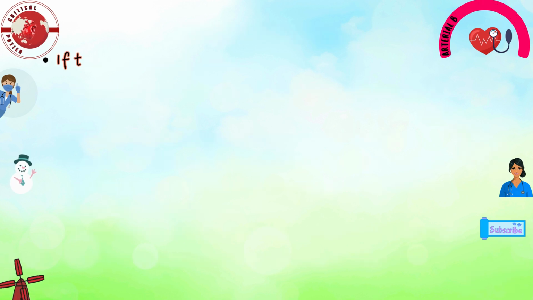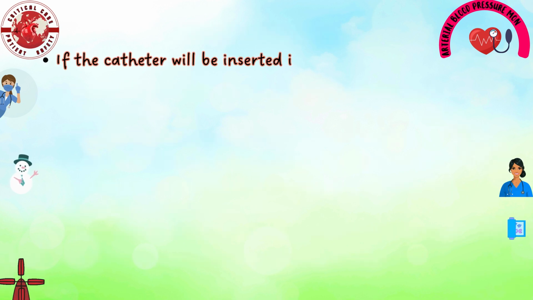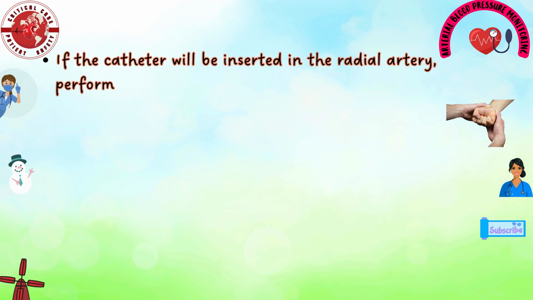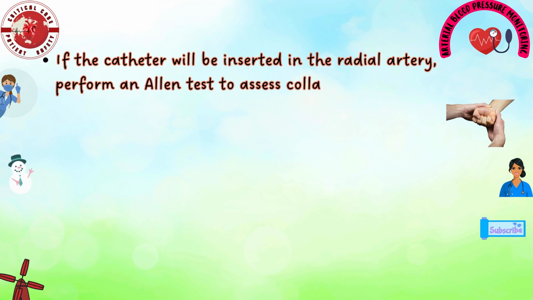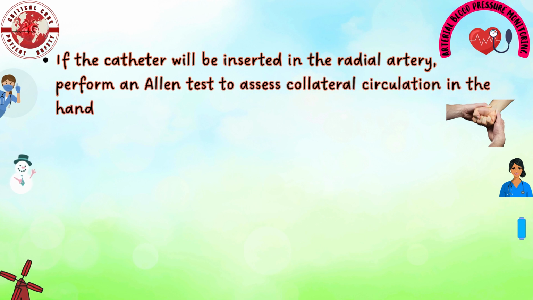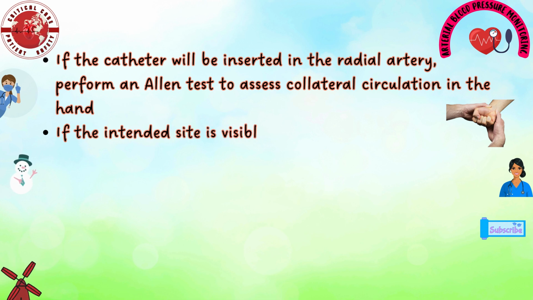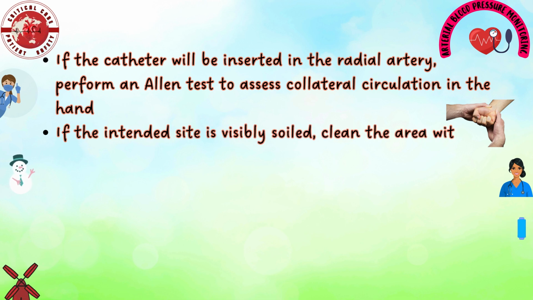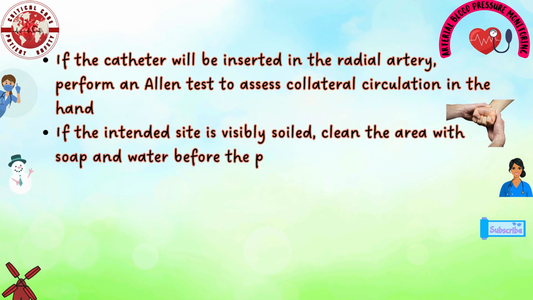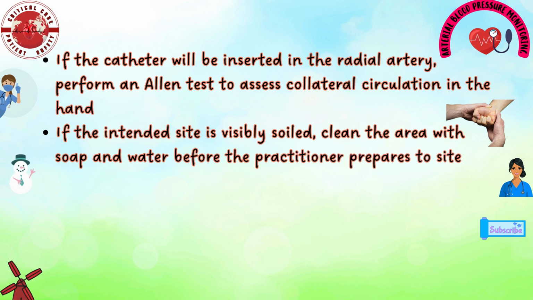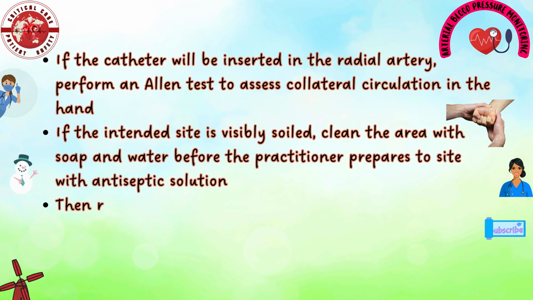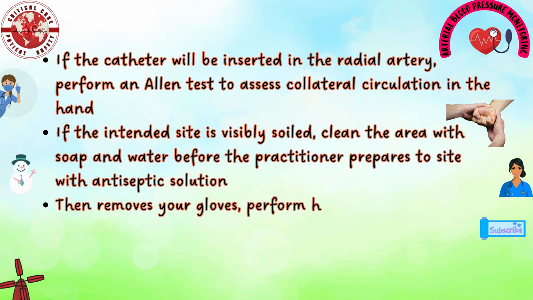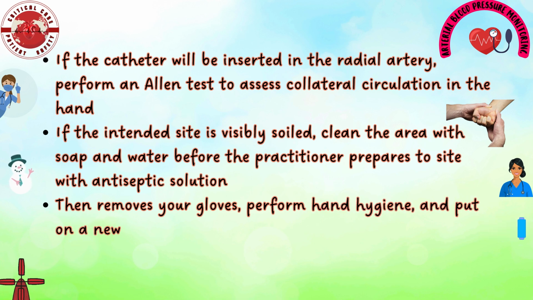If the catheter will be inserted in the radial artery, perform an Allen test to assess collateral circulation in the hand. If the intended site is visibly soiled, clean the area with soap and water before the practitioner prepares the site with antiseptic solution. Then remove your gloves, perform hand hygiene, and put on a new pair of gloves.